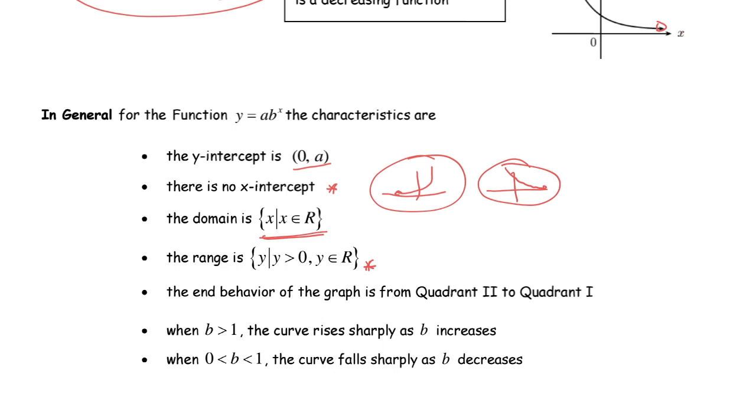The end behavior of the graph: we're always going to be moving from quadrant 2 to quadrant 1, and we saw that in both those examples. The issue is whether we're increasing or decreasing.